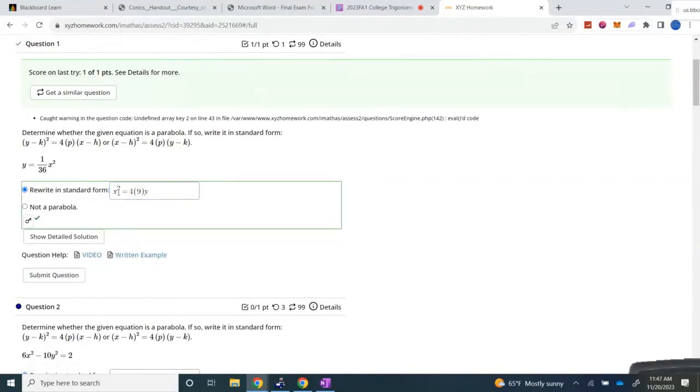It specifically wants you to write it out as 4 times some value times y.